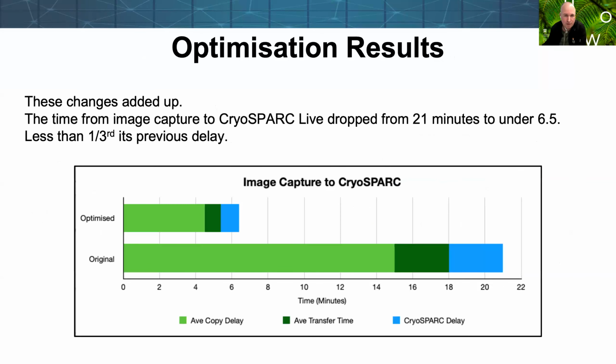So these were all very easy. There were no server upgrades, no network upgrades or anything like that. It was just a few little tweaks to what was already there, and it made quite a large difference. We were able to drop the delay from when an image was captured to when it turned up in CryoSPARC Live from 21 minutes down to just under 6.5.